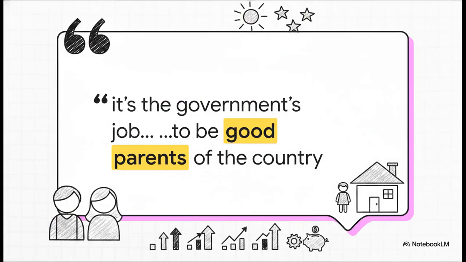Now, look at this quote. "It's the government's job to be good parents of the country." I absolutely love this framing. Try picturing your national government as parents, and the whole country as their household. Just like any good parent wants to raise a healthy, well-balanced kid, a government is trying to cultivate a robust and resilient economy. It's not just about throwing money at problems. It's about guiding development, setting some boundaries, and making sure the underlying structure allows the household to actually thrive.